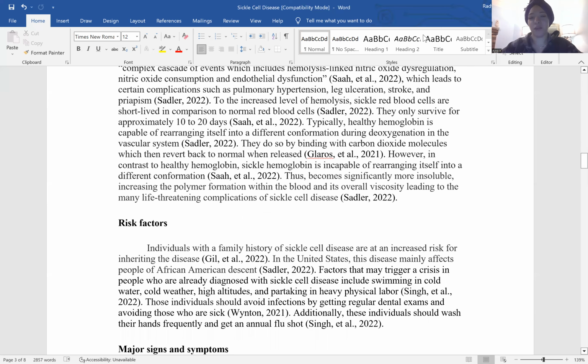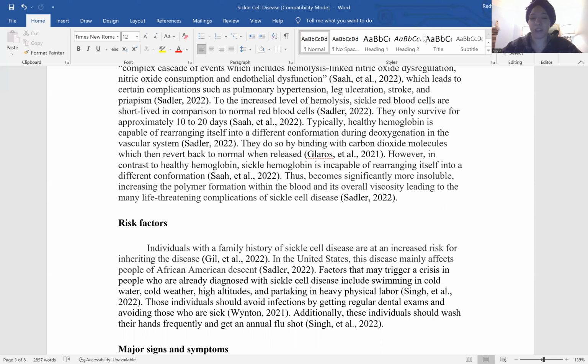Due to the increased level of hemolysis, sickle red blood cells are short-lived in comparison to normal red blood cells. They only survive for approximately 10 to 20 days. Typically, healthy hemoglobin is capable of rearranging itself into different conformations during deoxygenation in the vascular system. They do so by binding with carbon dioxide molecules, and then revert back to normal when released.